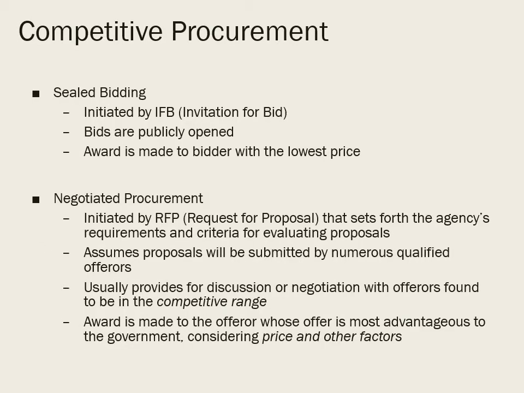So there are two types of competitive procurement, so not sole source, and these are sealed bidding and negotiated procurement. In sealed bidding, the agency issues an IFB, that's an invitation for bid. Any contractor who's interested submits a bid. At the time prescribed in the IFB, the agency publicly opens all the bids, and whoever is the lowest bidder gets the award. So in sealed bidding, price is the only thing that matters.